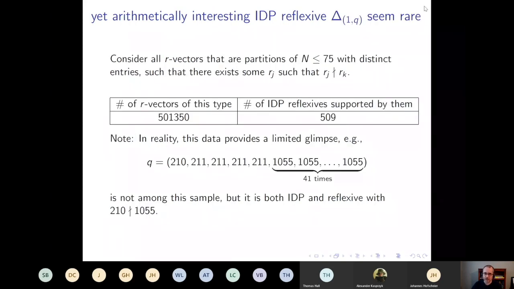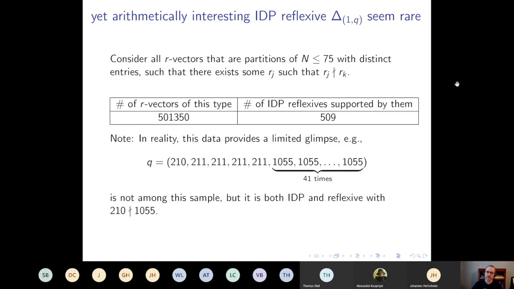And when I say that, what I mean is there seems to be a very small number. If you consider all of the R vectors that are partitions of n up to 75 with distinct entries, and look at only those where we have this non-divisibility condition, where one of the distinct weights doesn't divide the largest one, there are around 500,000 R vectors of this type, but there are only 509 IDP reflexives supported on them.